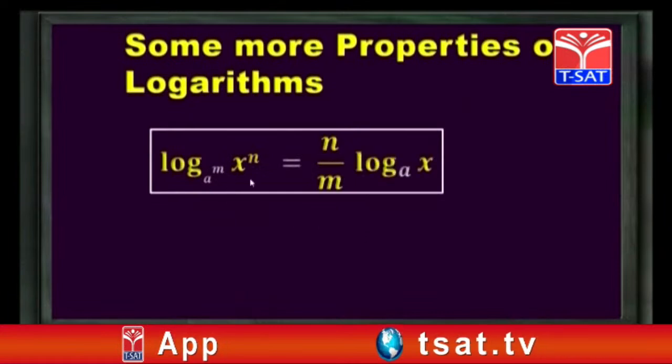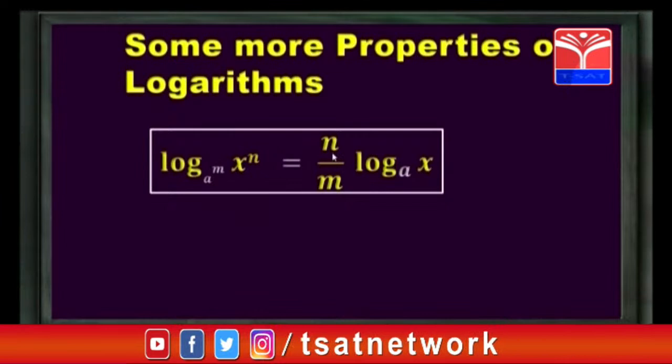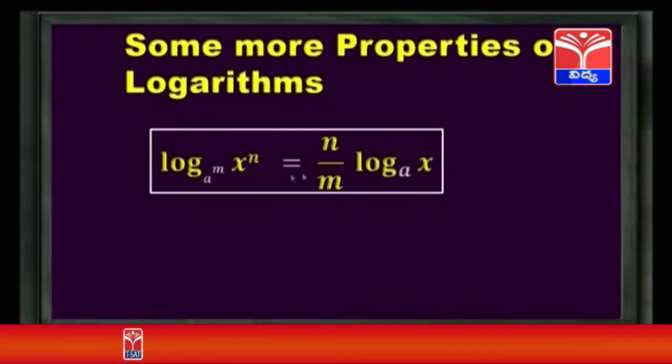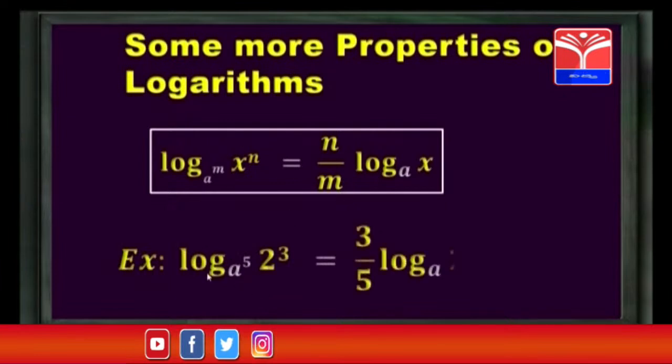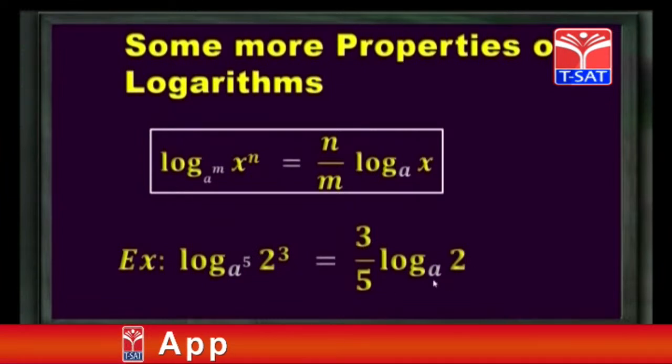The next property, log x power n to the base a power m. Here log value is also having power and the base is also having power. In this case we will use the formula n by m log x to the base a. So the power is there in the logarithm value will come in the numerator and the power which is there in the base will come in the denominator. Example, log 2 power 3 to the base a power 5 is equal to 3 by 5 log 2 to the base a.